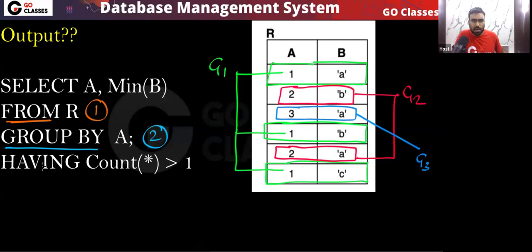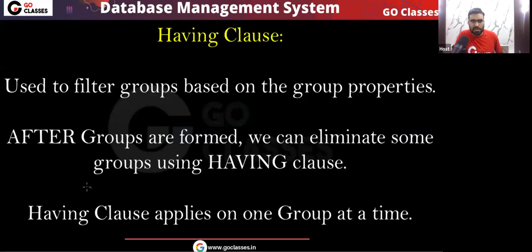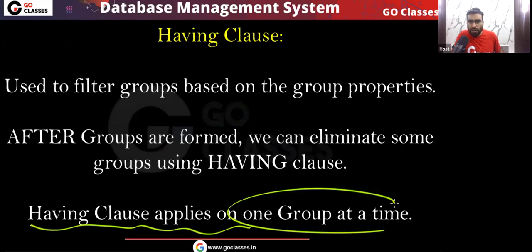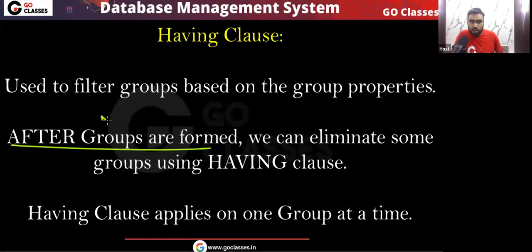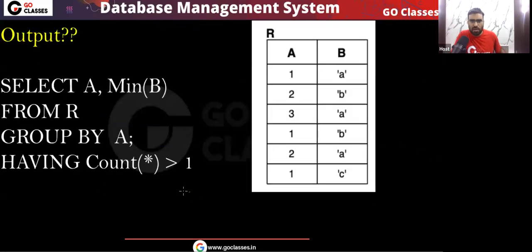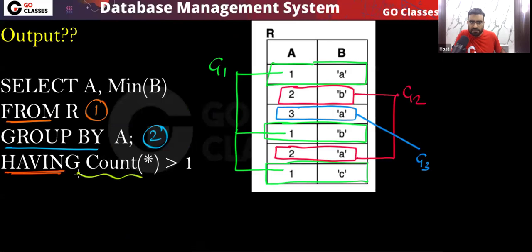Now remember this having clause. When do we apply the having clause? After creating the groups, basically we can remove some groups, we can filter some groups based on every group. Remember, the having clause will apply on one group at a time. After groups are formed, we can eliminate some groups using the having clause. This is the third step. This having clause I will apply on every group.